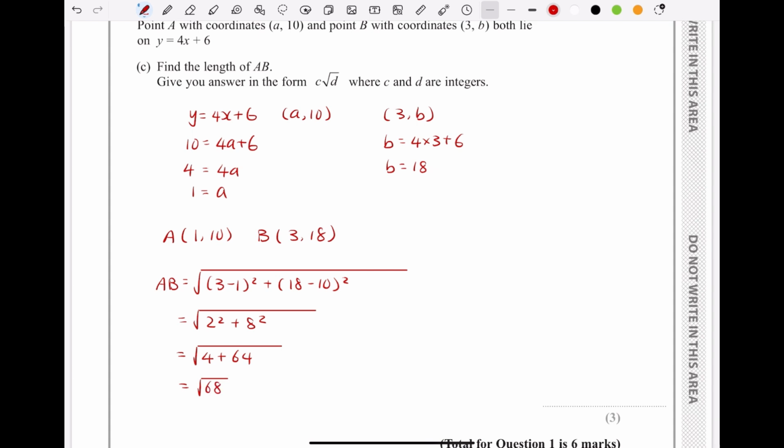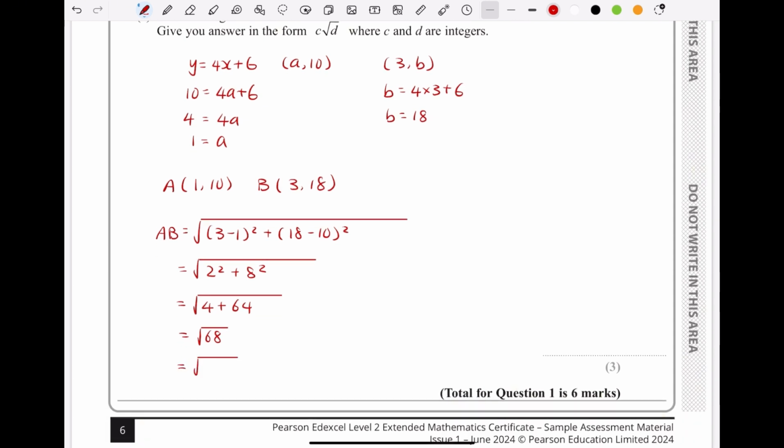Now in the question, it says leave the answer in the form c root d. So that means we need to write this surd as a mixed surd. 68 is 4 times 17, which is 2 root 17.